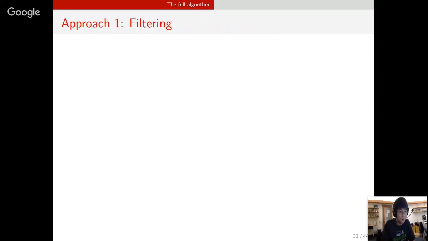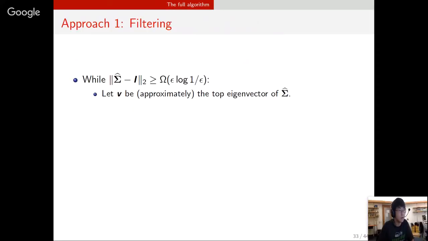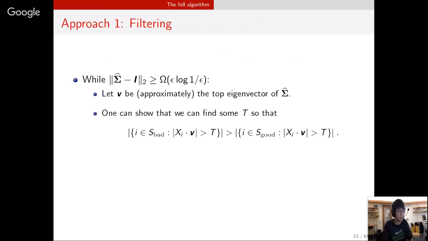In fact, the filtering approach just explicitly does this. So we execute the following while loop. While the spectral norm of sigma hat minus identity is large, so at least Omega of epsilon log 1 over epsilon, then we find the top eigenvector of sigma hat, or some approximate top eigenvector of sigma hat. And we do the following. We project all the points in this direction. And then you can show that there's some threshold t such that the number of bad points which are larger than t in this direction is strictly larger than the number of good points which are bigger than t in this direction. Okay, and this t is just some violated tail bound. It's going to be some violated Chernoff bound kind of thing.